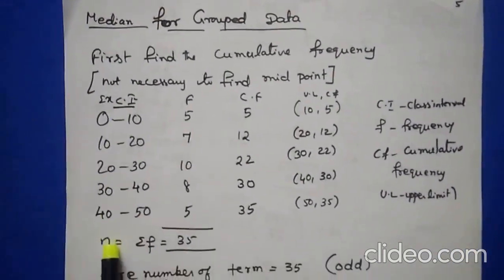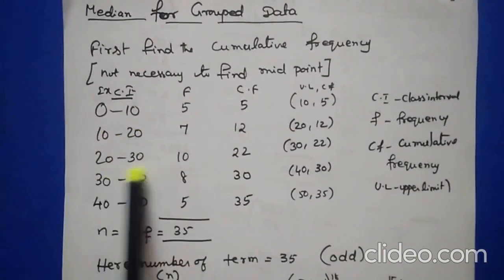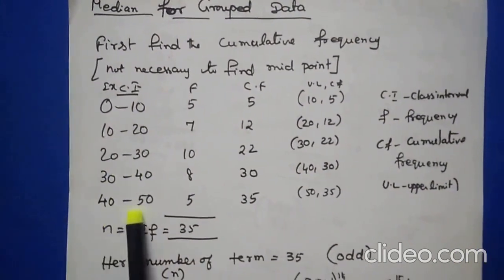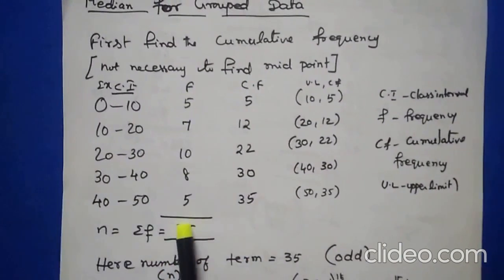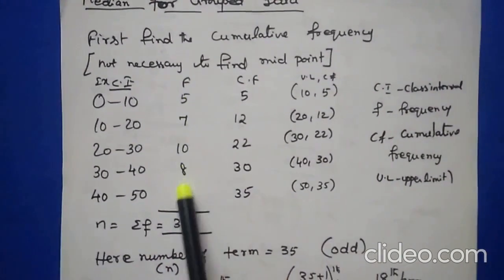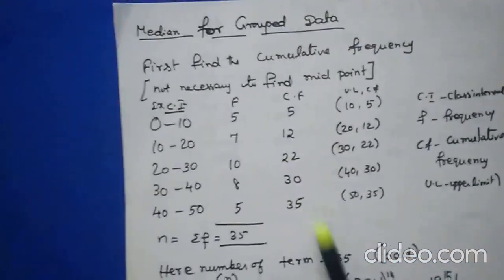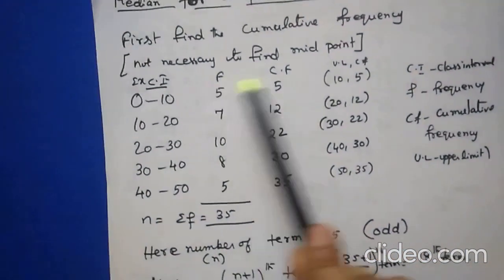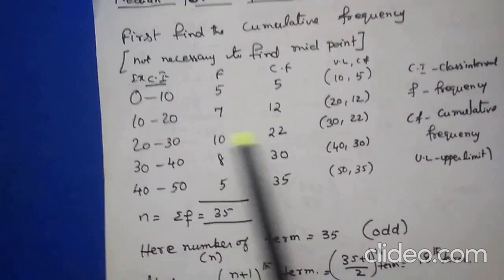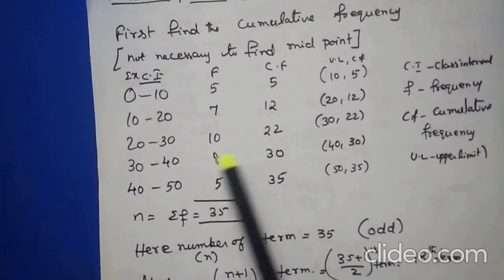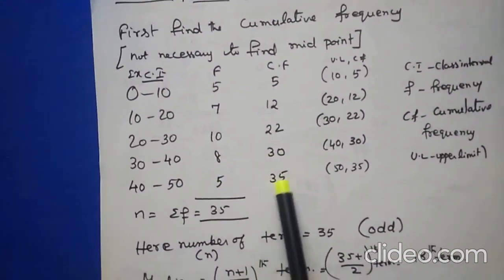Now the example I am taking: 0 to 10, 10 to 20, 20 to 30, 30 to 40, 40 to 50. Frequencies are given: 5, 7, 10, 8, 5. So we are going to find the median. Therefore, immediately you have to find the cumulative frequency. 5 plus 7 is 12. 12 plus 10 is 22. 22 plus 8 is 30. 30 plus 5 is 35.